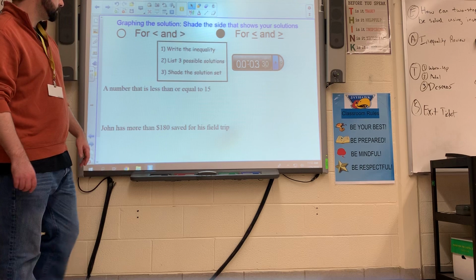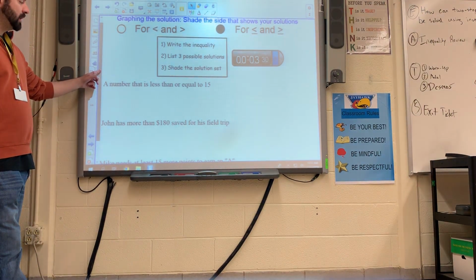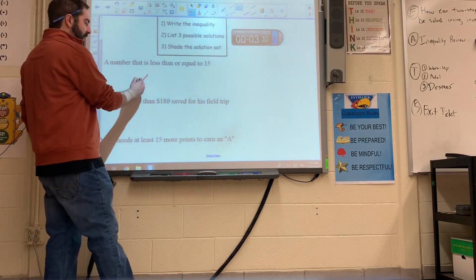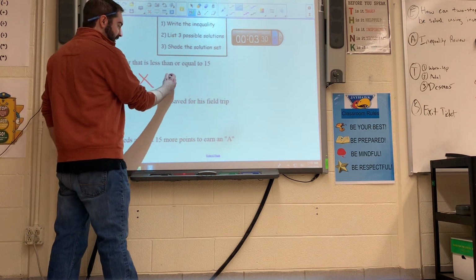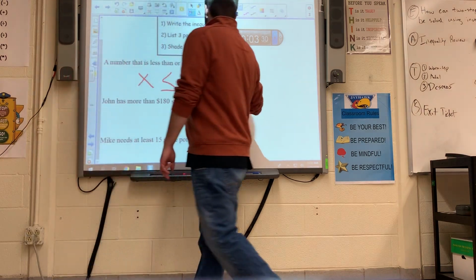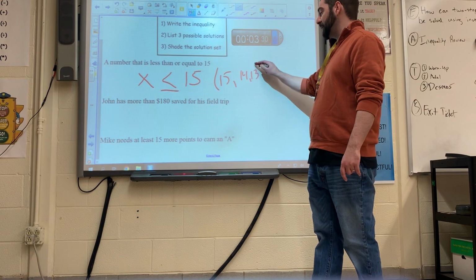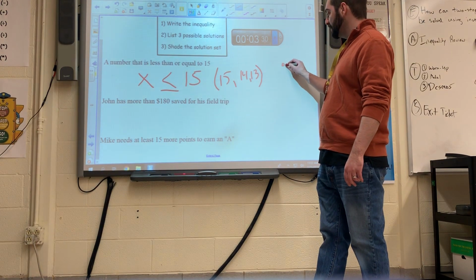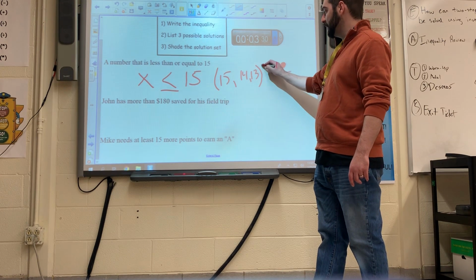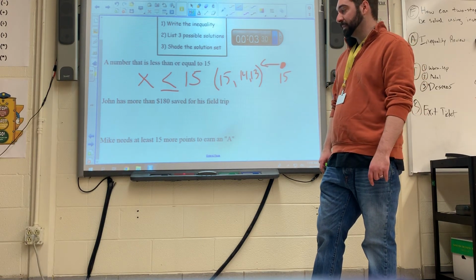From there, one last slide here. Again, if you want to give this one a try on your own, you can do so. A number that is less than or equal to 15, well, I'm going to use a variable to represent a number. Less than is that symbol, or equal to 15. Again, 3 numbers that satisfy that. 15, 14, 13. I would have a closed-in dot because it's or equal to, starting at 15, and all these numbers are to the left.